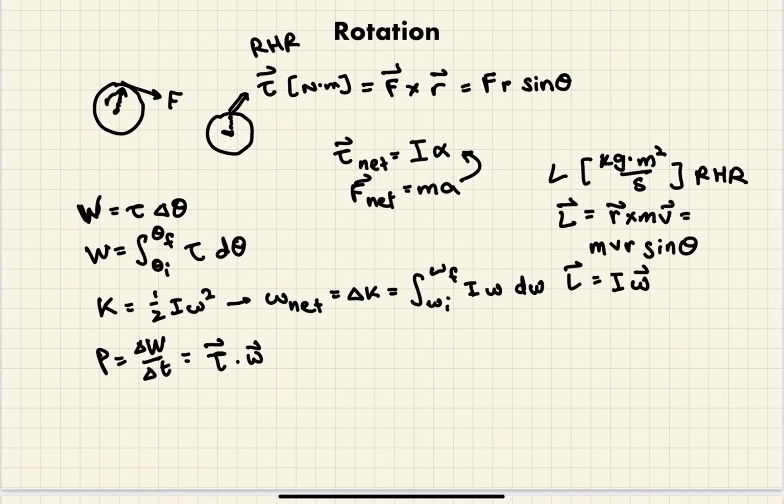And like I just said, force is dp over dt, the derivative of momentum with respect to time. Torque is the derivative of angular momentum with respect to time as well. Right, and then there's conservation of angular momentum. Total angular momentum remains constant if there's no net external torque. And yeah, that's basically it for rotation.